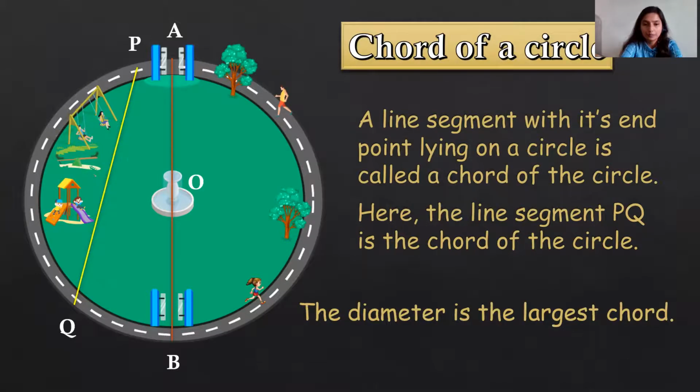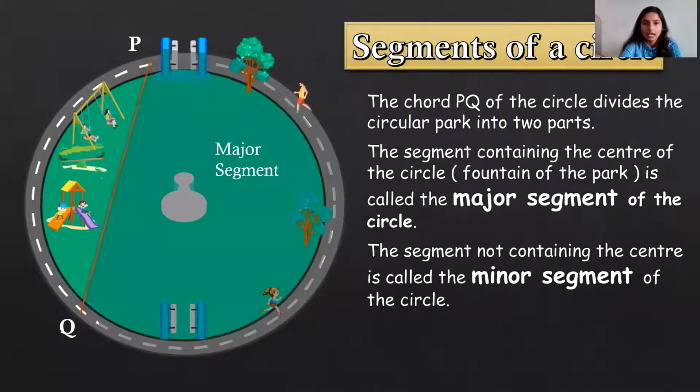So now here we can see that the chord PQ has divided the circle into two parts. The segment containing the center of the circle, which is the fountain in this case, is called the major segment of the circle. And the segment not containing the center is called the minor segment of the circle.